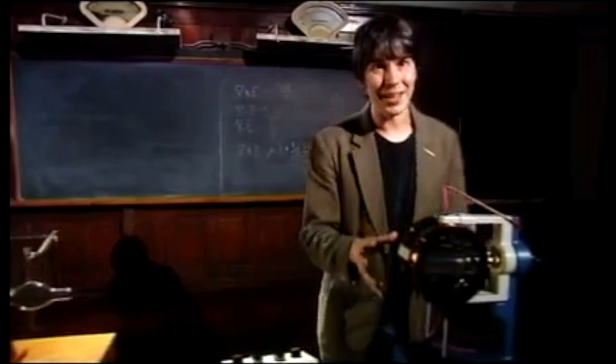Now, this is a modern version of Thomson's apparatus. Again, we've got the particle accelerator, and there's a screen in there, so you can see the beam glow. What Thomson did was he varied the voltage across the plates, and he measured the amount of bending as the voltage changed. That allows you to deduce the mass of the particles in the beams.